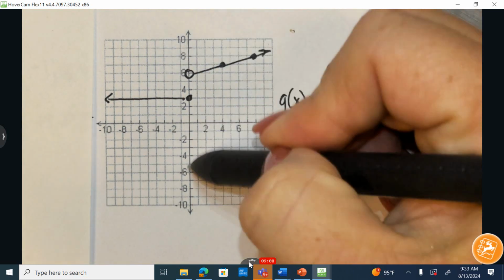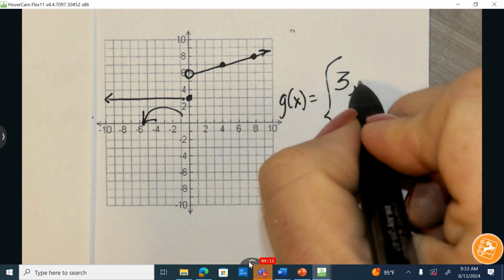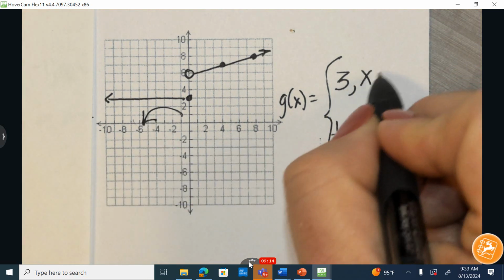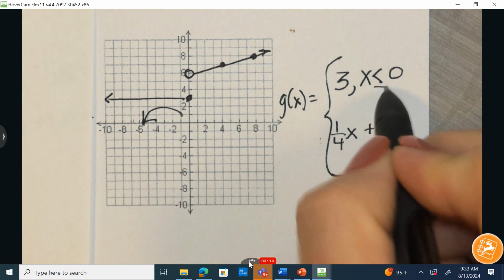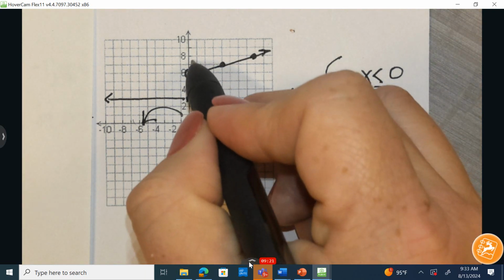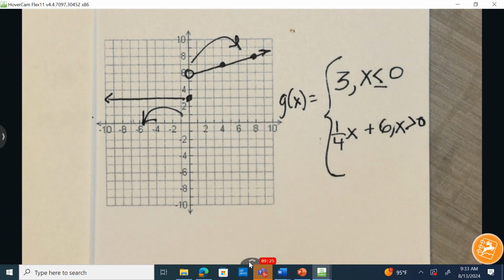Now notice that it splits at 0. So this first part is to the left of 0. Take this arrow, think of it as an inequality symbol. There's also a closed dot, we'll include that. The second piece is to the right of x equals 0. And it has an open circle.